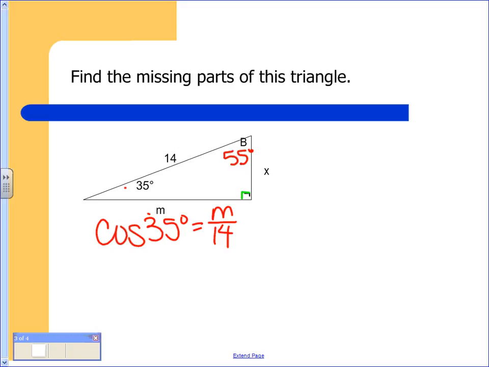Does that help you any? You only have one variable and one number to be able to solve on. Okay? What sine would be for to find x. And we'll do that one in just a second. Okay? So what are we going to do to solve for m? So m would equal 14 cosine of 35, which I'll say is what?